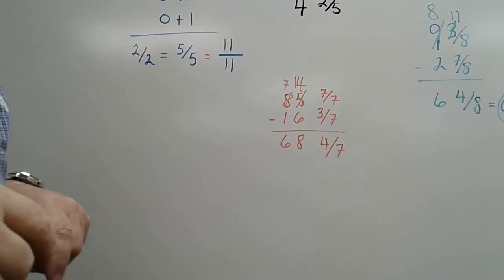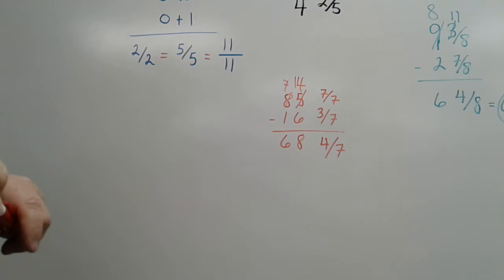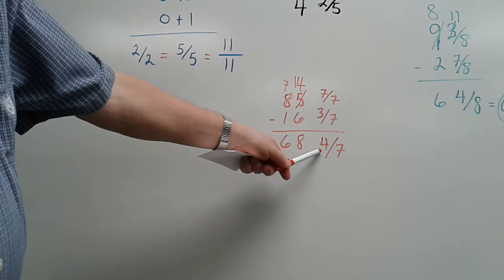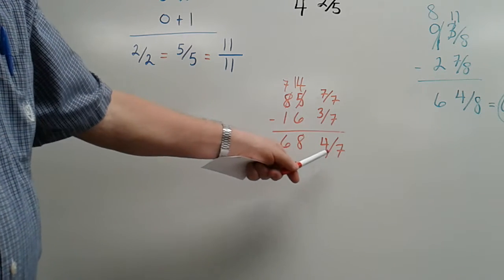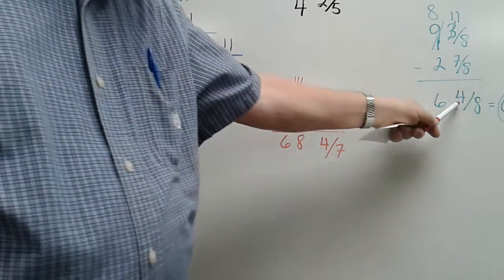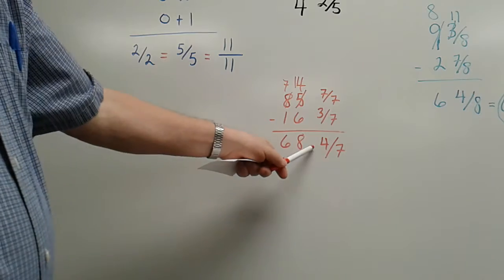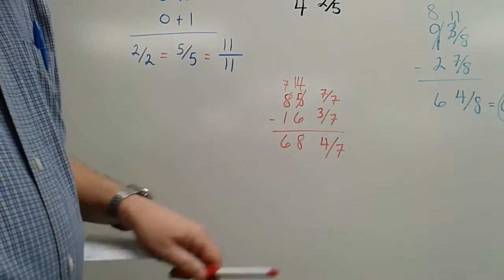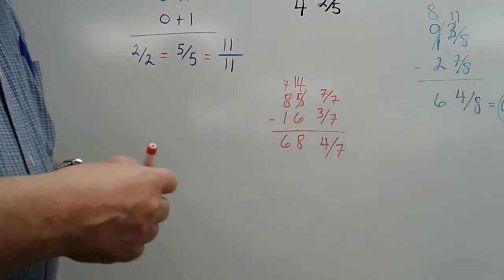Take a good hard look at that fraction. Is that reducible? Is there some number larger than 1 that would divide into both 4 and 7? Up here, no. Over here, yes there was. And over here, no. So this is your final answer, 68 and 4/7.